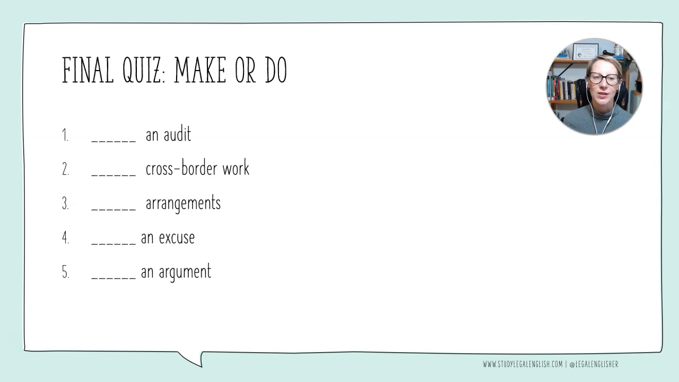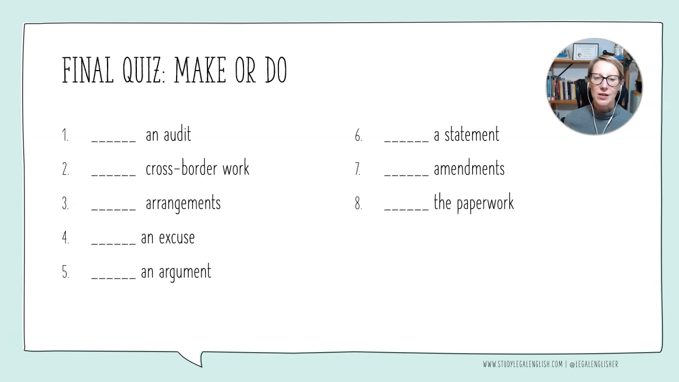Number 5, to [blank] an argument. Number 6, to [blank] a statement. Number 7, to [blank] amendments. Number 8, to [blank] the paperwork. Number 9, to [blank] an offer. And number 10, to [blank] a review.